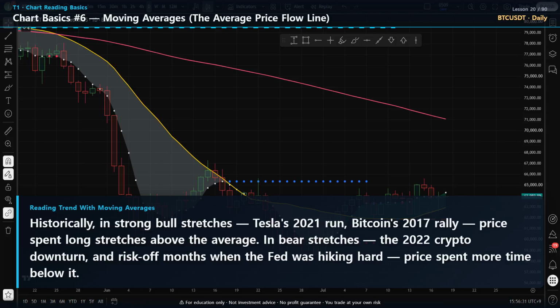Historically, in strong bull stretches, Tesla's 2021 run, Bitcoin's 2017 rally, price spent long stretches above the average. In bear stretches, the 2022 crypto downturn, and risk-off months when the Fed was hiking hard, price spent more time below it.